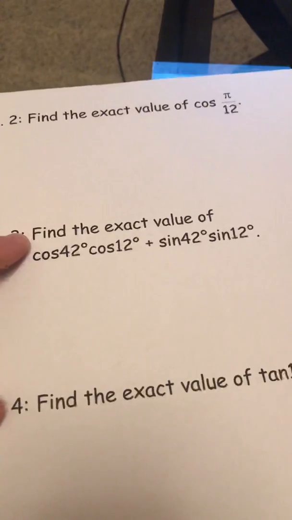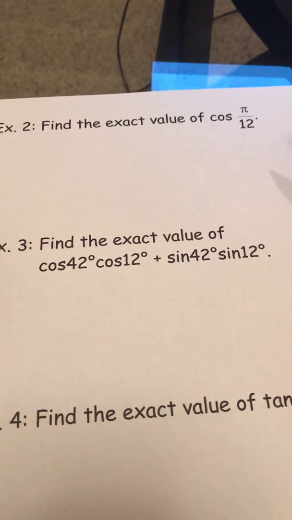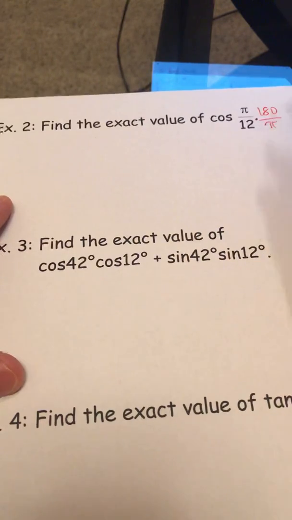Moving on, now we're going to find the exact value of cosine pi over 12. When I have a radian value for these, I'll admit I actually like to convert to degrees. You don't have to.